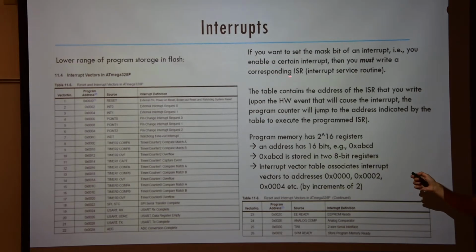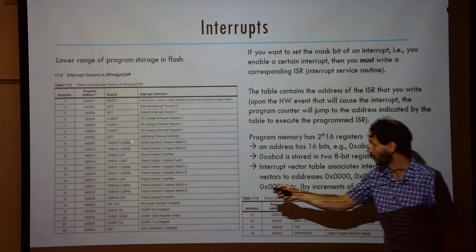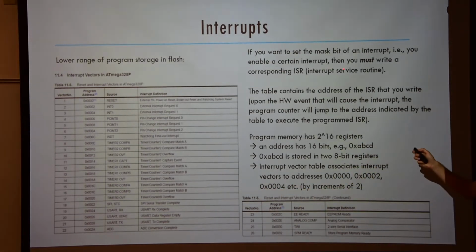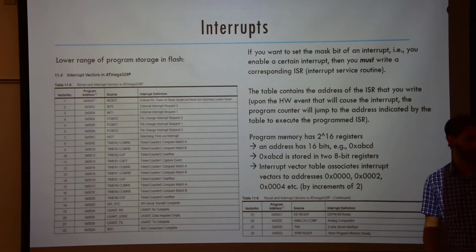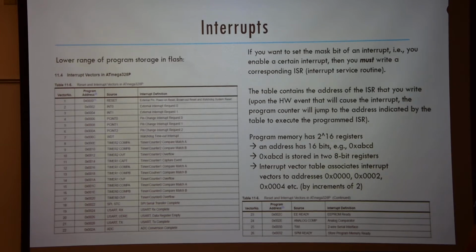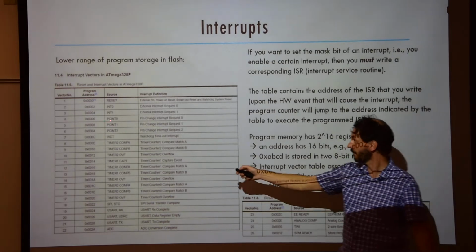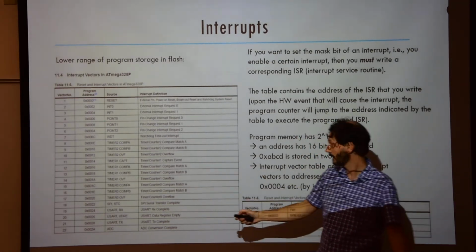If you want to write an interrupt service routine, because you don't want to for all these events, you set the mask bit of that interrupt. We will come to that in a moment. If you set that interrupt enable bit in one of those control registers, you must write the corresponding ISR, because the compiler expects you to have such an interrupt service routine ready. The table contains the address of the interrupt service routine that you're going to execute.